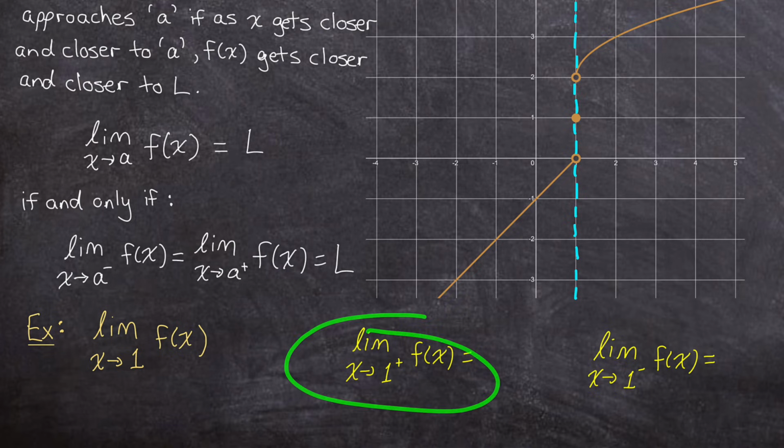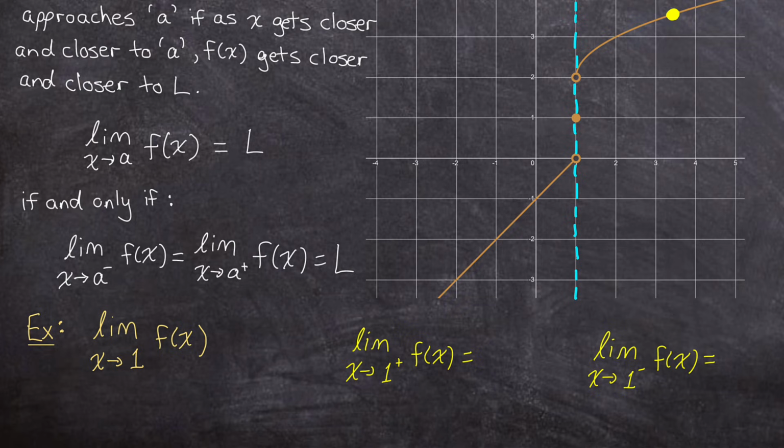Starting with this right-hand limit, we want to know, as the function approaches that blue line from the right of the blue line, what are the y values of the function getting closer and closer to? It might be easy for you to visualize that if I plot a point on the function that's to the right of x equals 1.